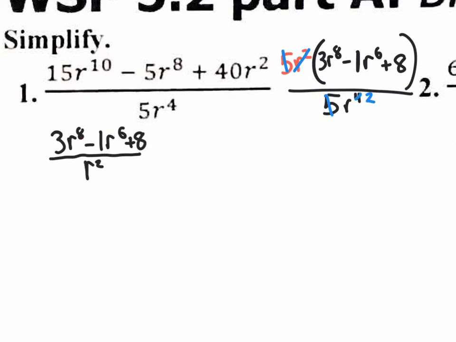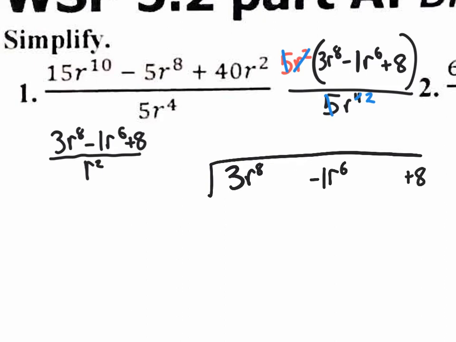remember I said you have to represent every single power. R to the 8th, you'd have to have a plus 0r to the 7th, minus 1r to the 6th, plus 0r to the 5th, plus 0. So it gets really ugly. Let's try to not do that giant mess. Let's do this. Let's put 3r to the 8th. Let's just leave some space, minus 1, r to the 6th, leave some space, plus 8 at the very end. Let's see how this works.